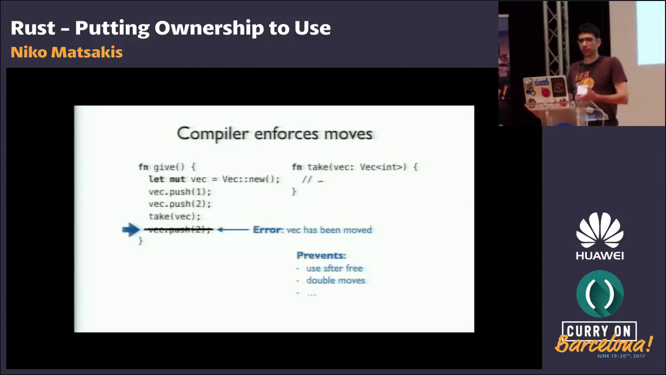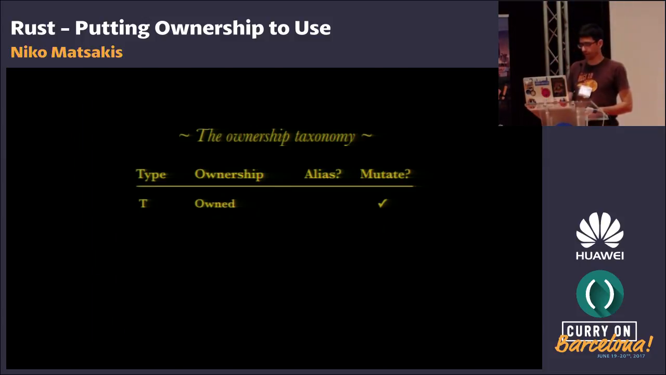It's also a really neat building block for building APIs, because you can have logical tokens that give you permission to do certain things. And when they get consumed, you lose that permission. So that's ownership, and that's the most common pattern in a sense. But it's also a pretty inflexible one.